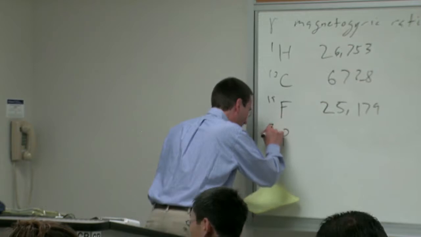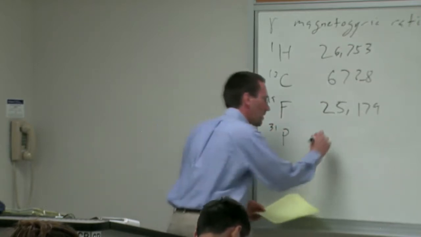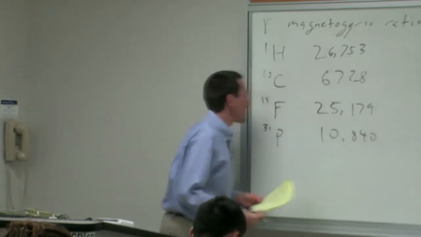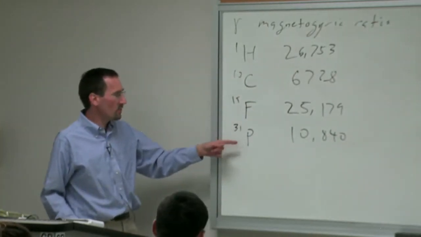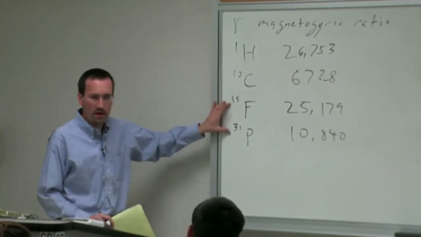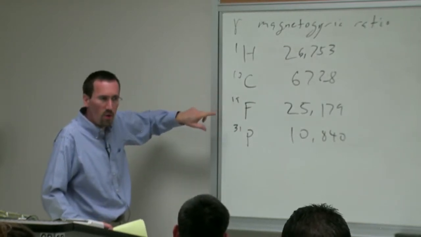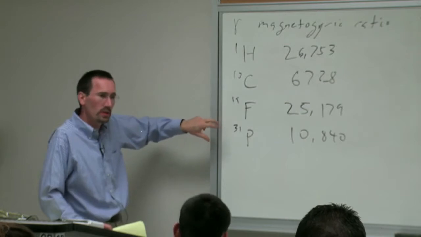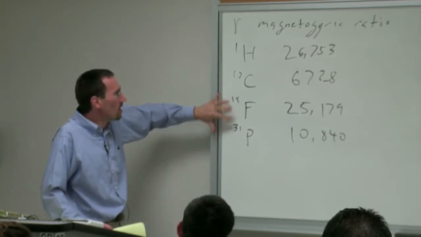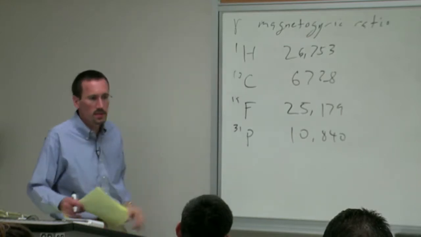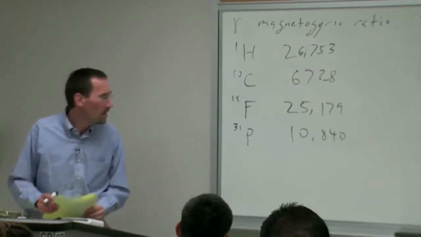Phosphorus also has a smaller magnetogyric ratio. It's 10,840. Now remember, fluorine and phosphorus have all of their naturally occurring nuclei as F19 and P31. So these are not damned by the low isotopic abundance the way carbon is.